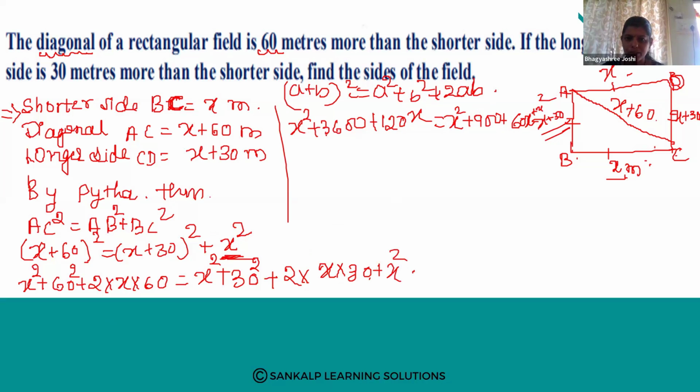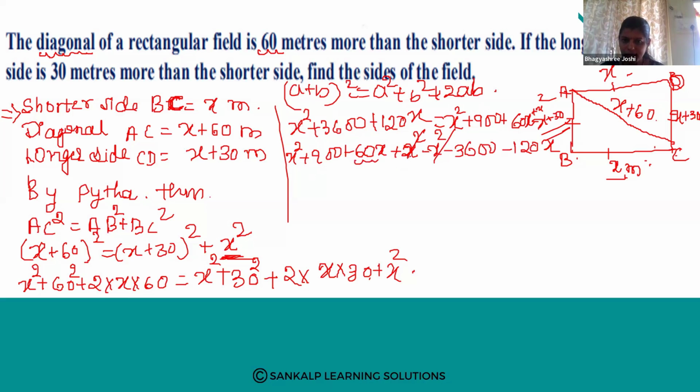Now, transfer all these terms to this side. Okay, what you will get? x square plus 900 plus 60x plus x square. When plus x square shifts to this side, then it is minus x square, minus 3,600, minus 120x. So now x square will get cancelled.